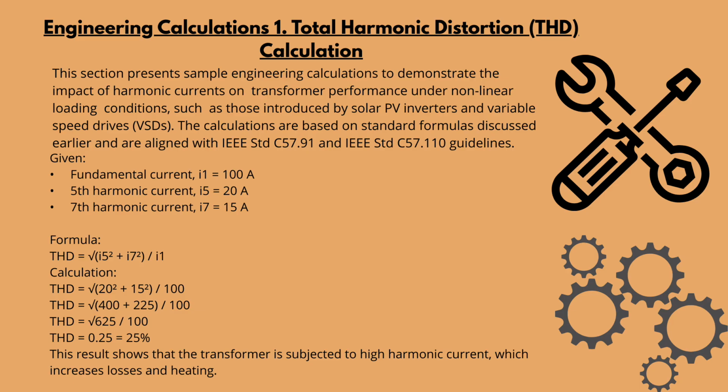So the formula for THD is basically the square root of the fifth harmonic current squared plus the seventh harmonic current squared, divided by the fundamental current, which is 100 amperes. When you put in the numbers, you get approximately 25%. This result shows that the transformer is subjected to high harmonic current, which increases losses and heating.